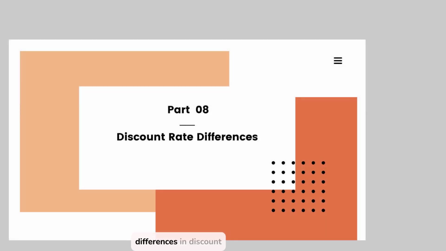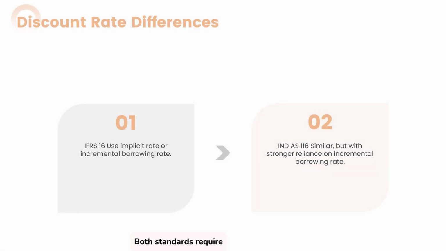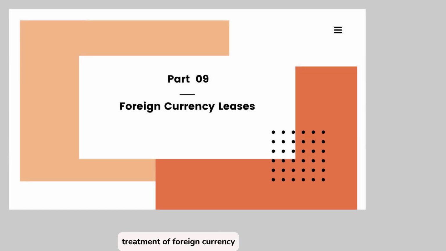Now, we will discuss the differences in discount rates used for lease accounting. The choice of discount rate can significantly impact the valuation of lease liabilities. Both standards require lease liabilities to be discounted using either the interest rate implicit in the lease or the lessee's incremental borrowing rate. In practice, IND AS 116 leans heavily on the second, due to the difficulty in obtaining implicit rates in Indian contracts. Companies must carefully document how their incremental borrowing rate is derived, factoring in tenure, security, and economic conditions.